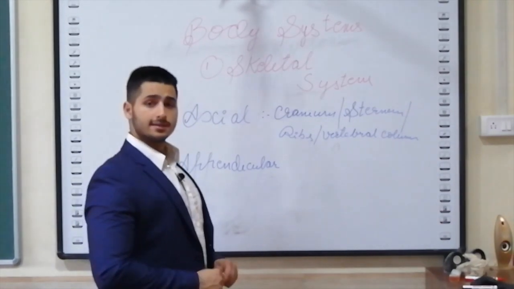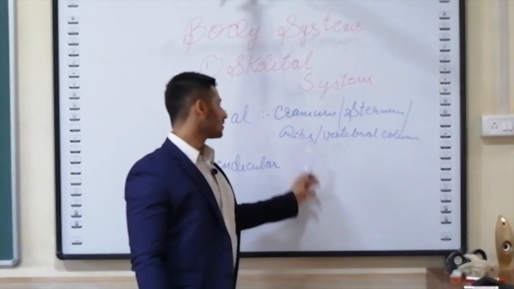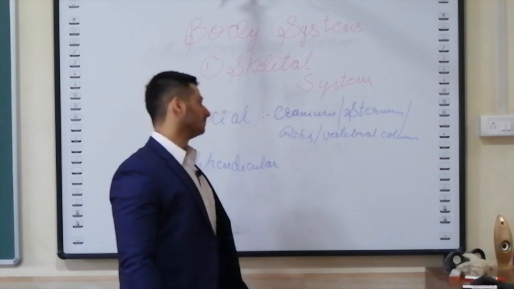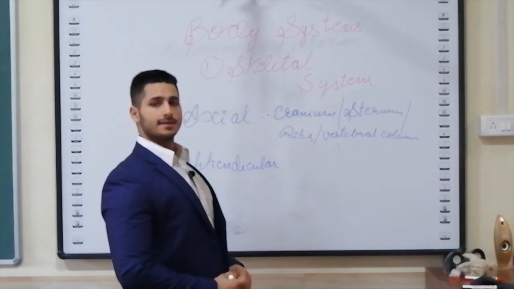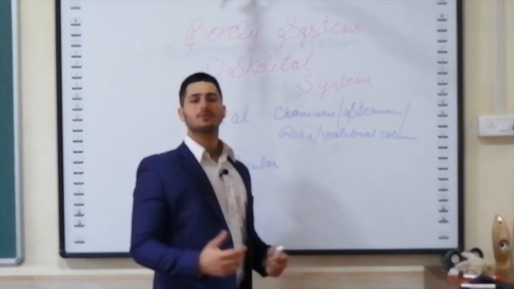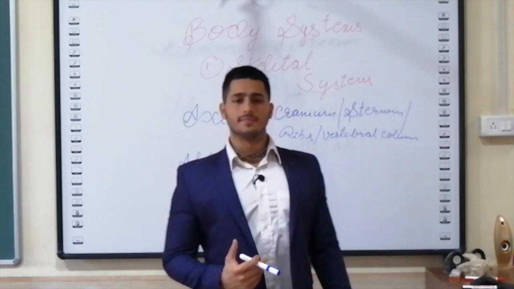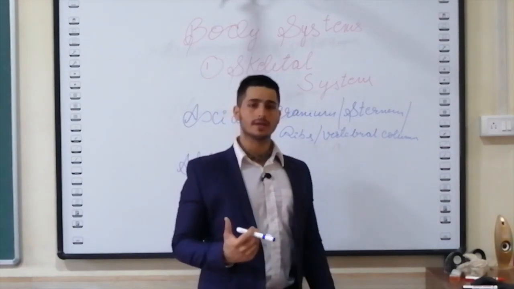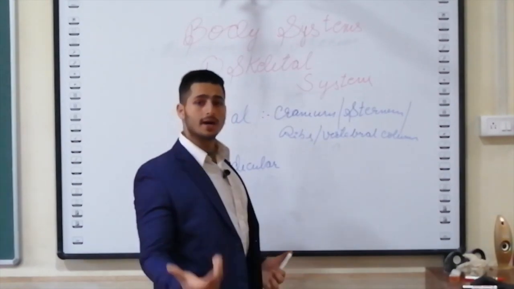The axial skeleton consists of cranium, sternum, ribs, and the vertebral column, whereas the appendicular skeleton consists of only bones of the upper and lower limbs. And this system mainly consists of bones and cartilage. So we move on further to what is a cartilage.